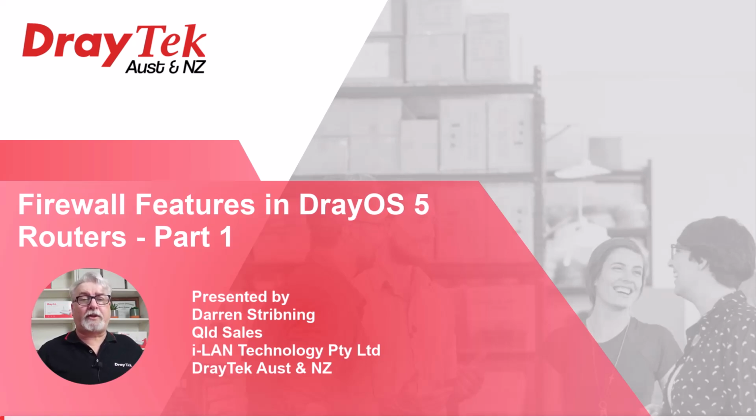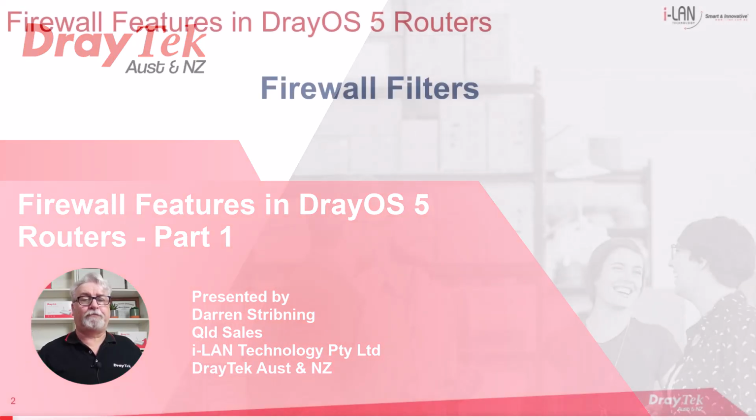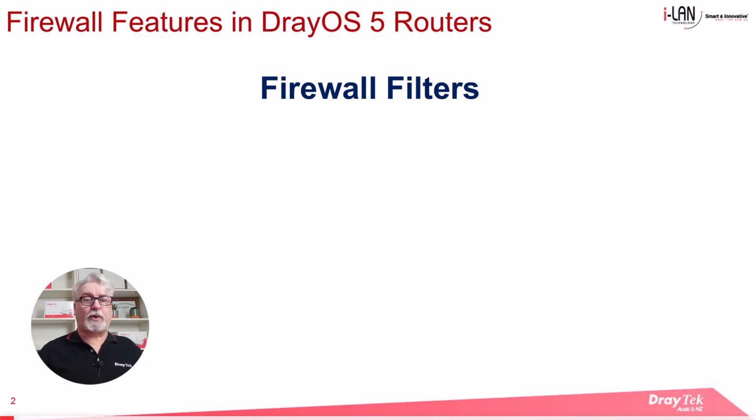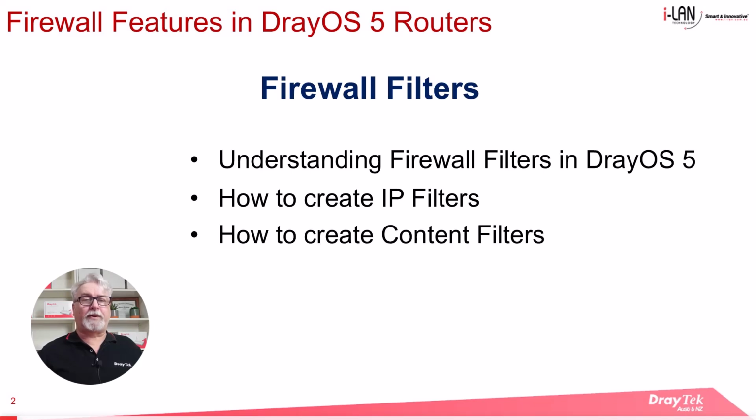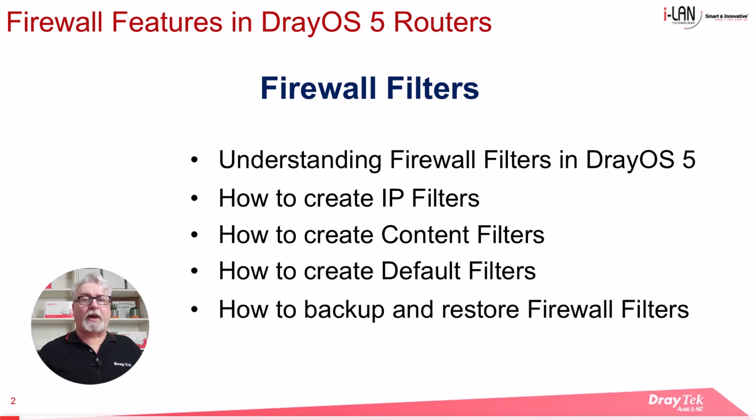This webinar is the first part of a two-part series looking at firewall and security features in DrayTek DrayOS 5 routers, focusing on the Vigor 2136 router, but this will apply to other DrayOS 5 routers such as the Vigor C510 series. Today we'll cover 5 topics, which are understanding firewall filters, how to create IP filters, content filters, and default firewall filters. And we'll finish up by showing how to back up and restore the firewall filters.